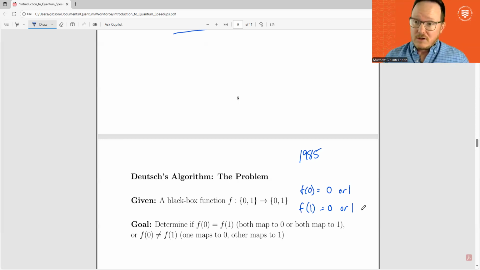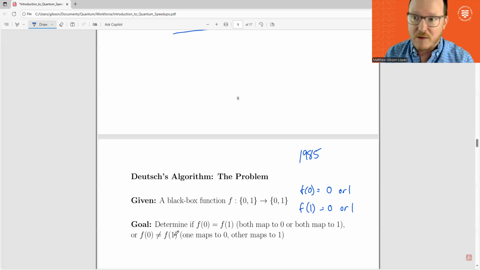And my goal here is to determine if 0 and 1 have the same answer or different answers. Is f of 0 equal to f of 1? Do they both have the same answer, or do they have different answers? Note the parallel with the signs we've been talking about in the superposition states, where we were classifying the states based on whether the signs agree or disagree. It's a similar thing here.